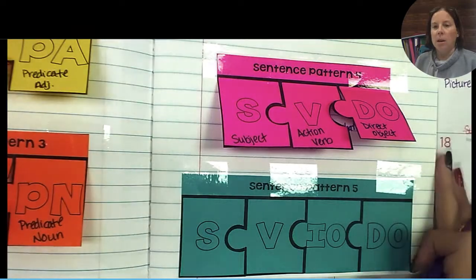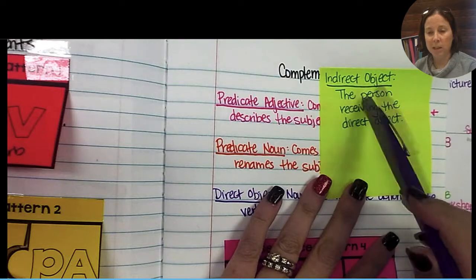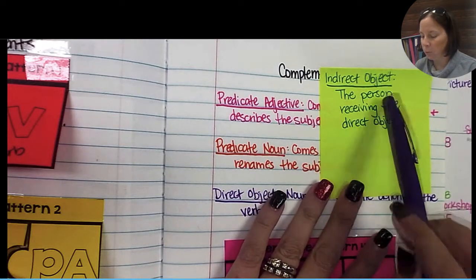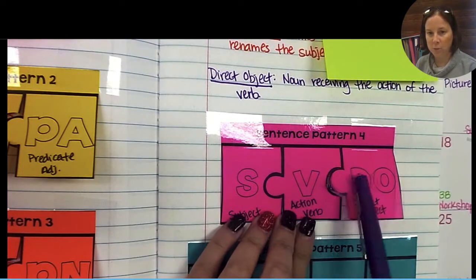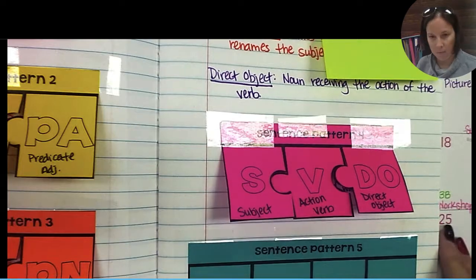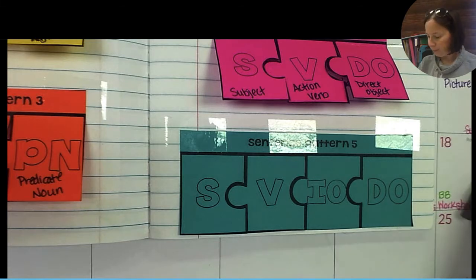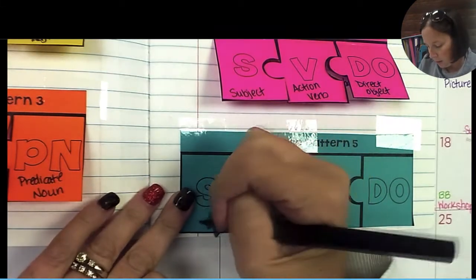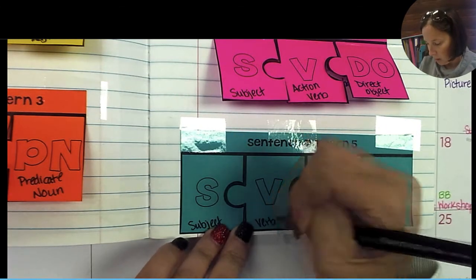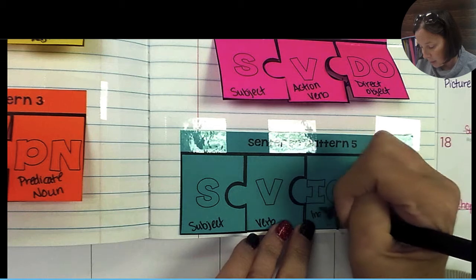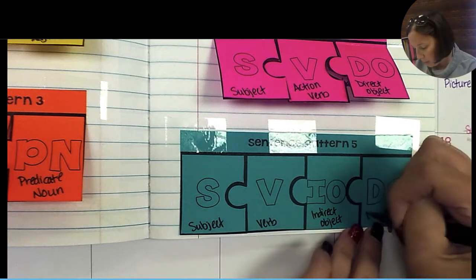Okay. Now, if you look at the definition of an indirect object, which is our 5th sentence pattern, an indirect object is the person receiving the direct object. Okay. But I want you to note, do I have to have a person receiving the direct object? The answer is no. Okay. So lo and behold, we're going to come down to sentence pattern number 5, where we have our subject, we have our verb, we have our indirect object, and then we have our direct object.